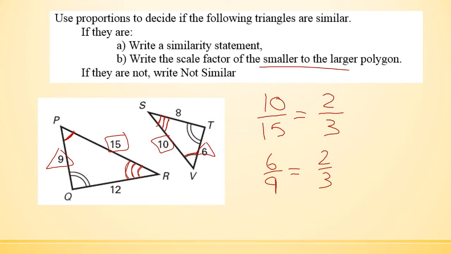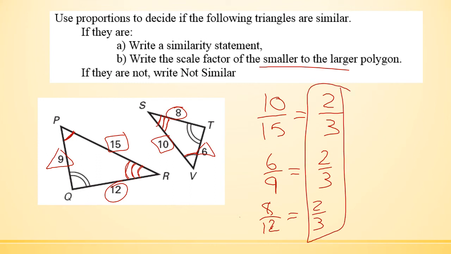Now we're going to check the very last one, and that is the 8 and the 12. So 8 over 12. You can take a 4 out of both of those. So that becomes 2/3, and they all have the same scale factor.